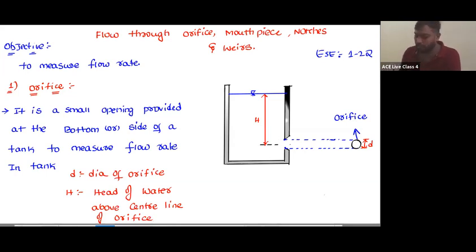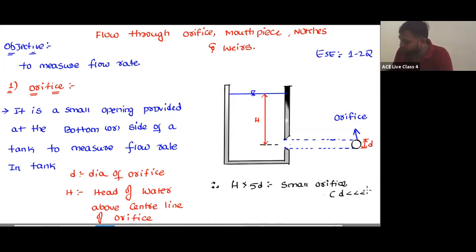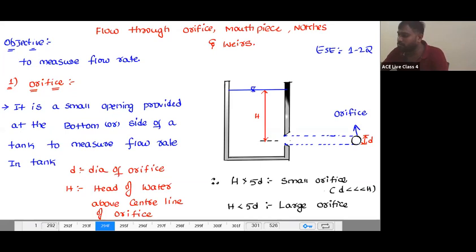then we can say whenever this H is more than 5 times of D, we call it a small orifice, where D is very less than H. And when H is less than 5 times of D, we call it a large orifice. And generally we prefer the small orifices only.